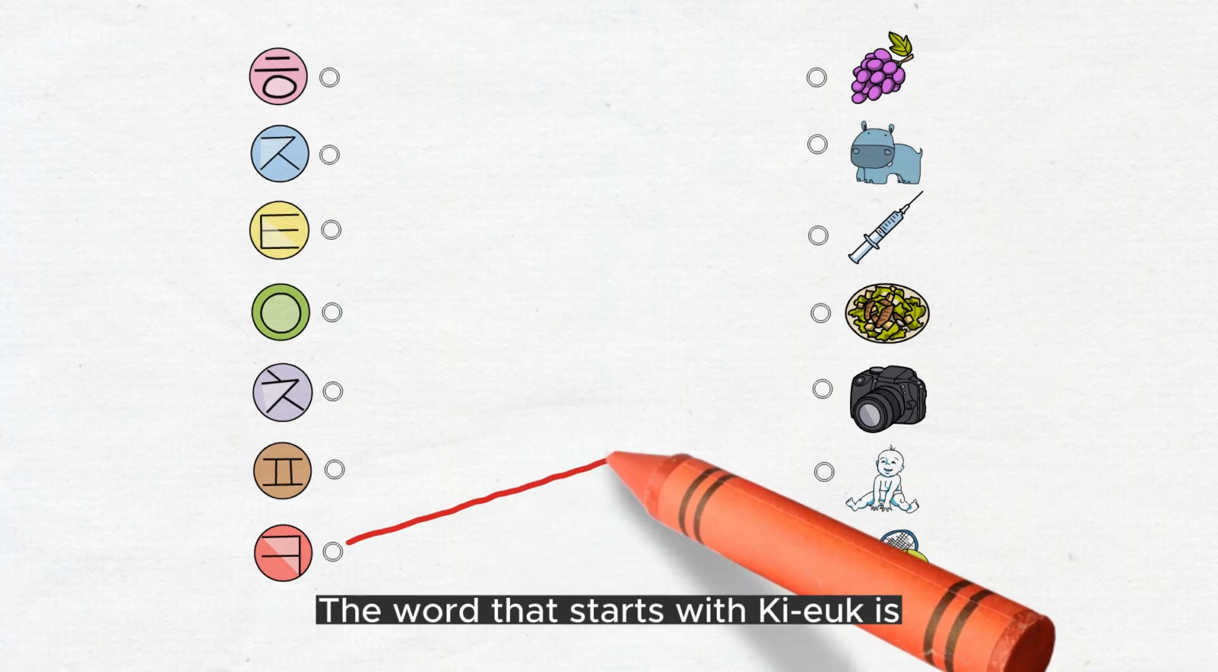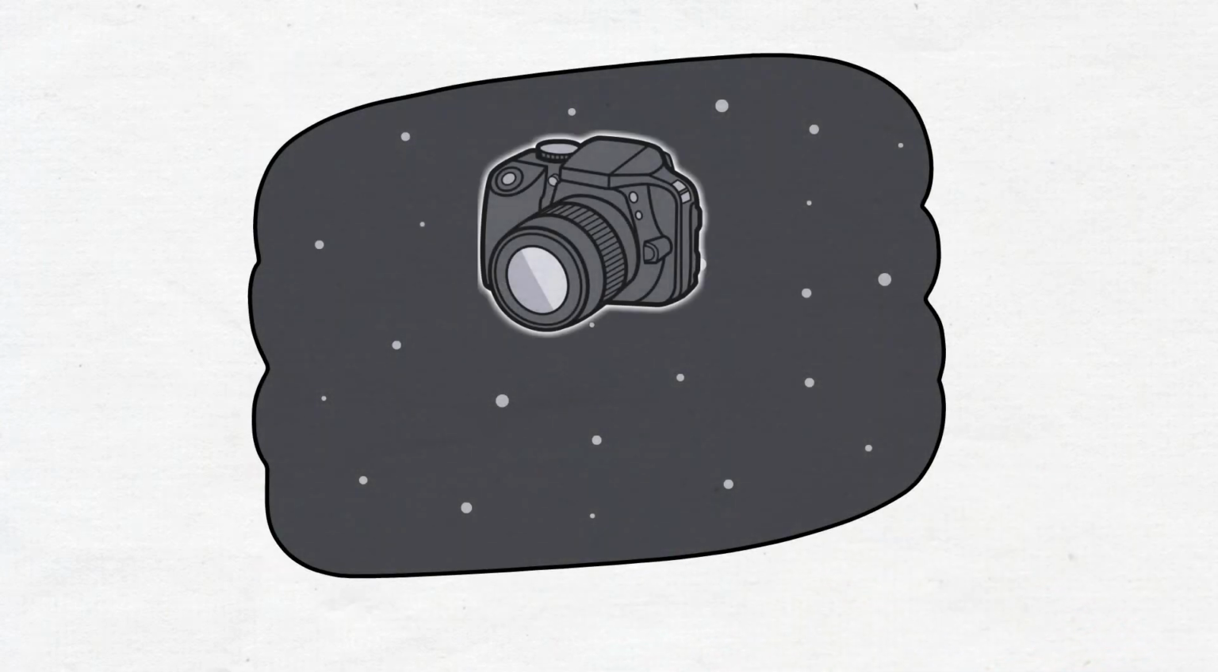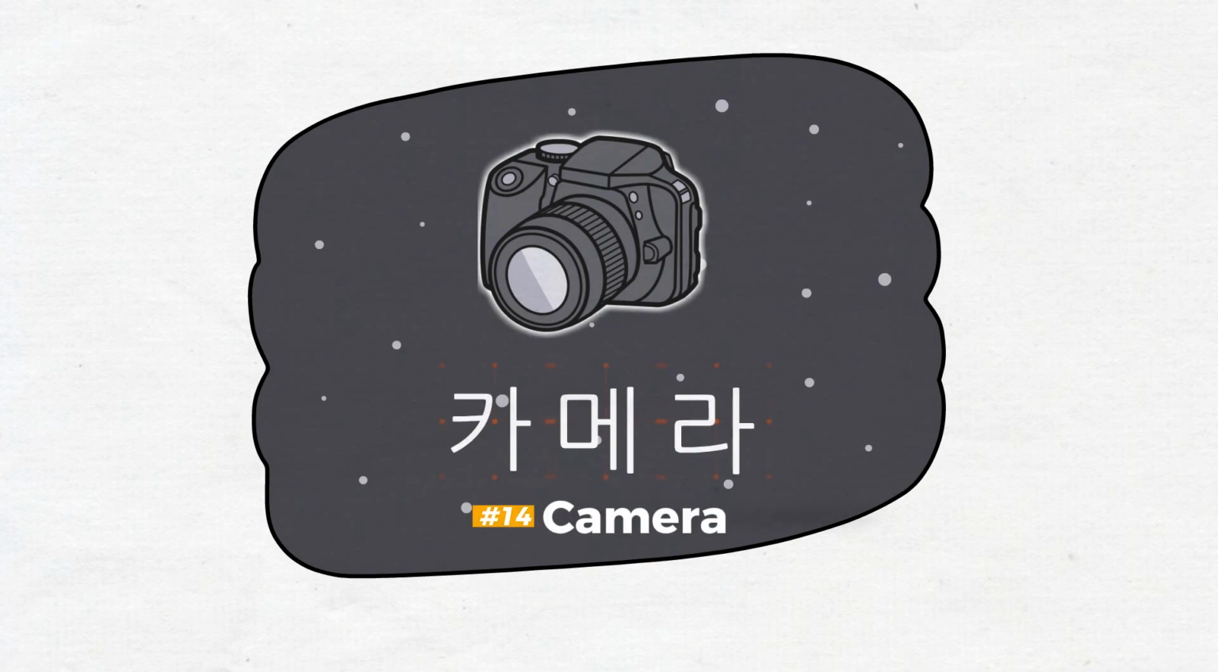The word that starts with 키읔 is 카메라, 카메라.